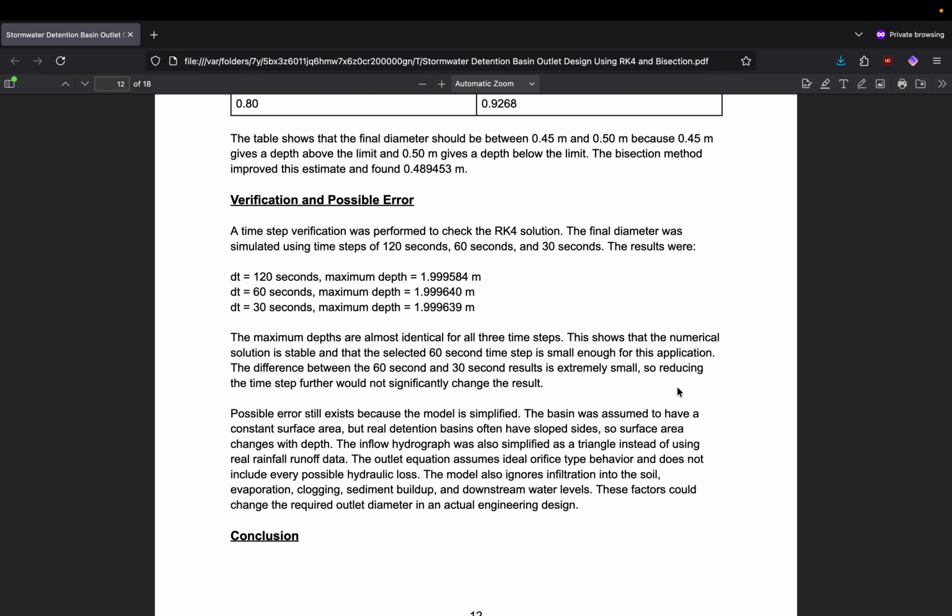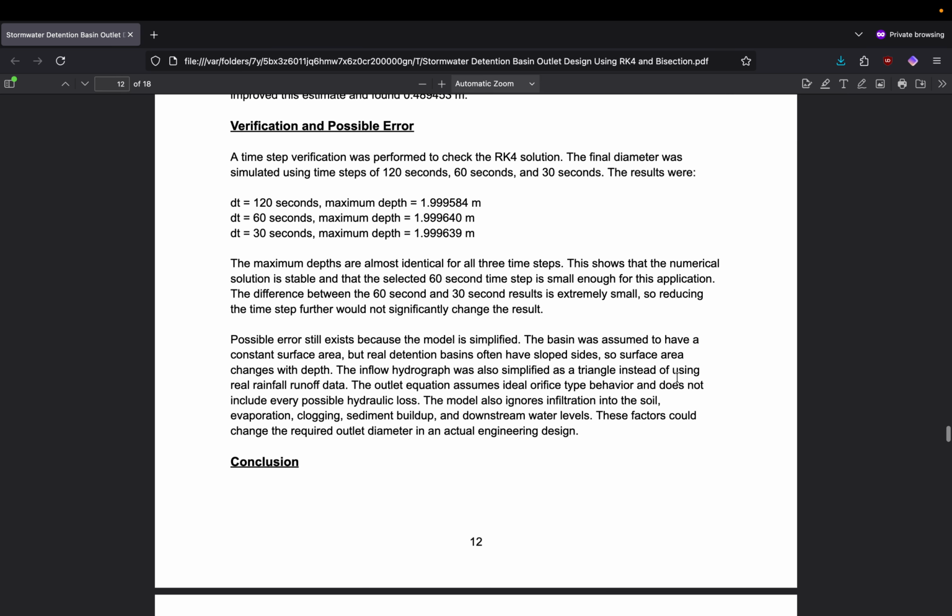The time step verification also supported the accuracy of the RK4 solution. Using steps of 120 seconds, 60 seconds, and 30 seconds gave almost the same maximum depth. This showed that the selected 60-second time step was small enough for the project, and that reducing the time step further would not significantly change the result.